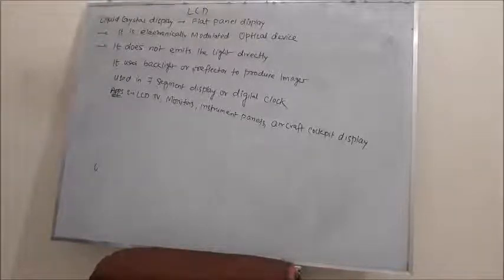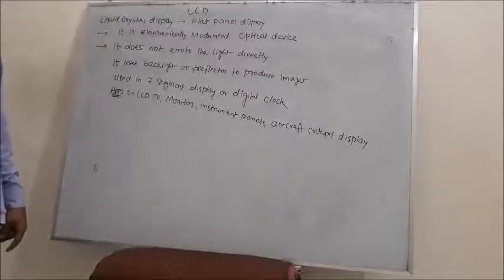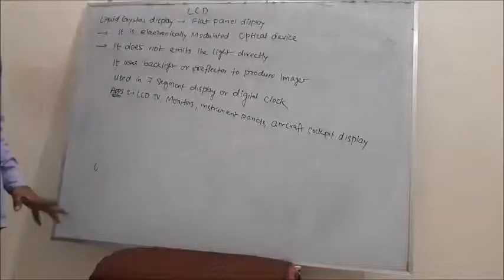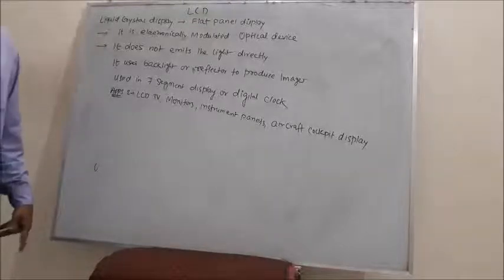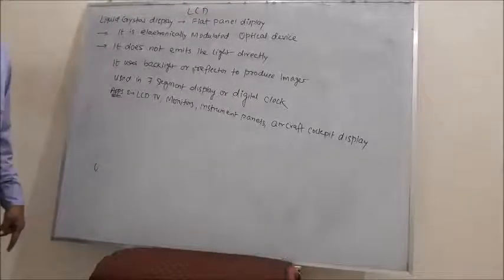See, it does not emit the light directly. As compared to LED, LED emits the light directly, but LCD does not emit the light directly. It uses the backlight or reflector, right? Means it must use some third-party media to produce some images, right? That is why it uses backlight or reflector to produce images. One thing is there, it may be also used in 7-segment display. What is 7-segment display? I have already explained you.